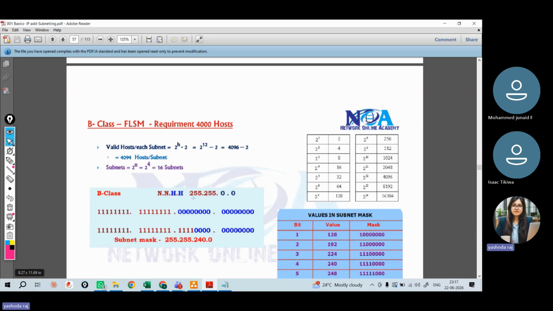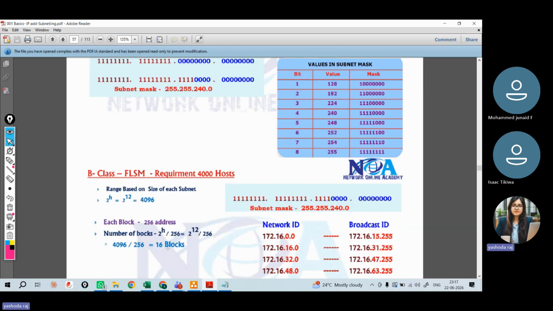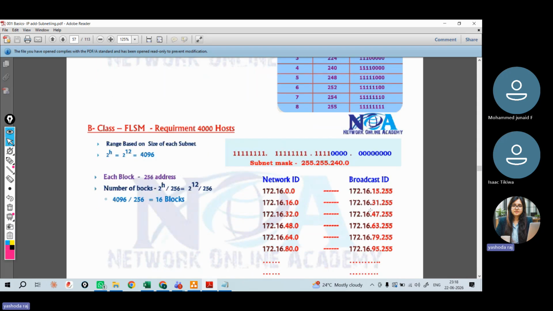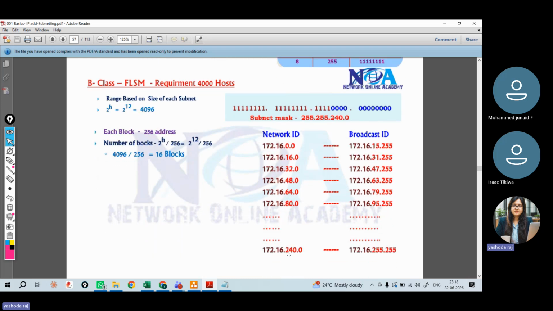I had forgotten that. Here, 16 subnets we will get. So what is the block size? Block size is 16. So that is 16.0 to 15.255 is one block, 16.0 to 31, again 16.0, 32.0, 48.0, 64.0, 80.0, like that keep on going up to 240.0. This is the range.